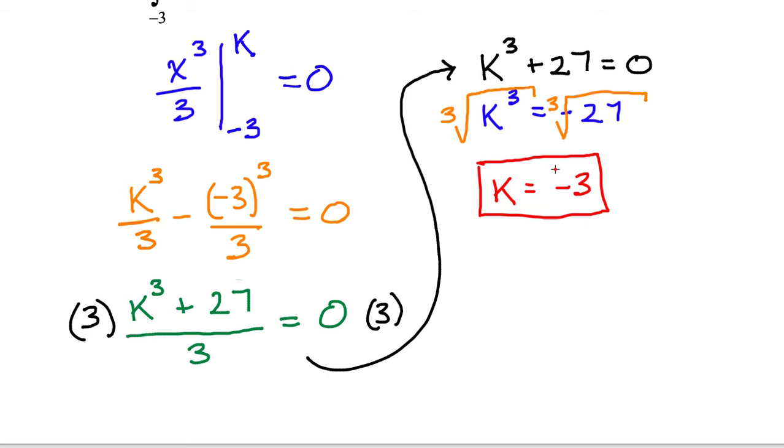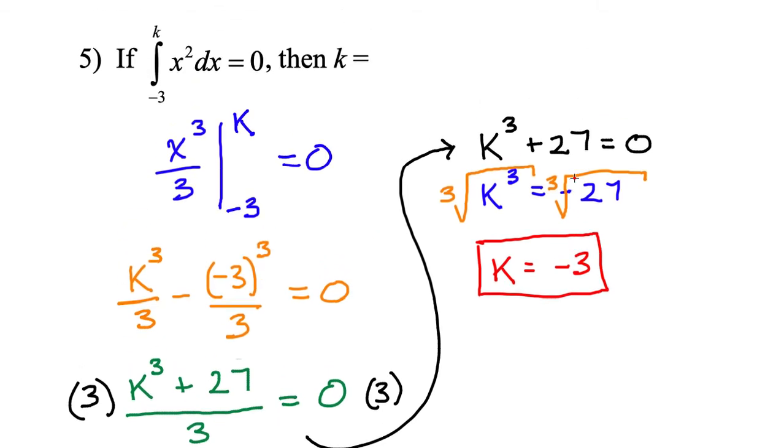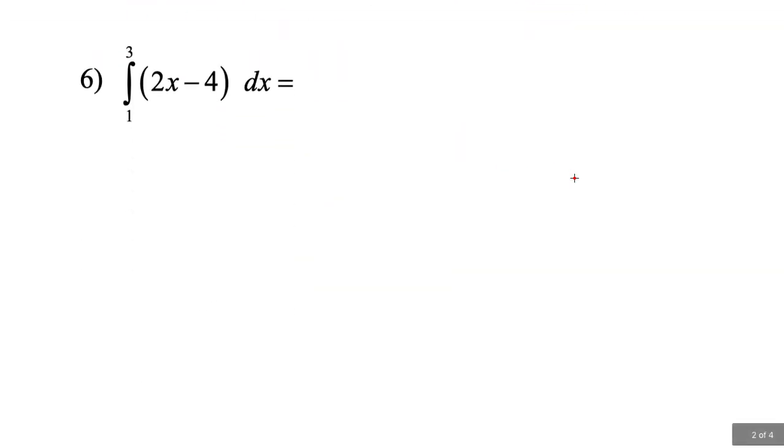So I think I left it as the cube root of negative 27 in my answer key. I only know that because I'm taking a quick peek at Stego's computer screen. The correct answer should be negative 3. That was number 5. Let's move on to number 6.